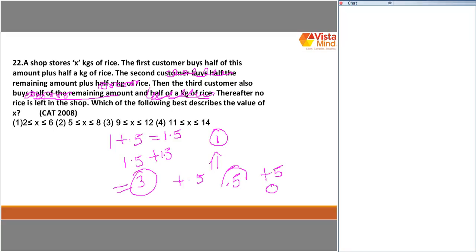Now the first customer purchased half a kg. So let us first of all take half a kg from him. That is, the shopkeeper is now with 3.5, and this 3.5 is when the customer is having half of the amount. So half of the total amount is 3.5. So let us take 3.5 back from the first customer. On taking the entire amount back, the shopkeeper is again filled with what? 7. Hence the initial amount was 7, and the answer is the second option, 5 to 8, because in 5 to 8, 7 is coming.